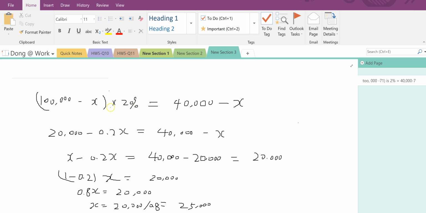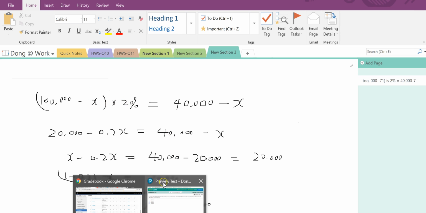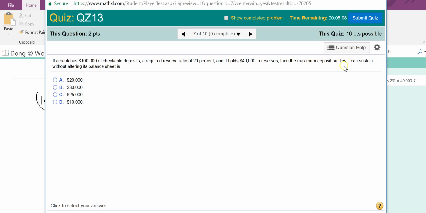Then the bank has to change its balance sheet. But the requirement here is the maximum deposit outflow it can sustain without altering its balance sheet. So that's why C is the answer. And the input is correct.